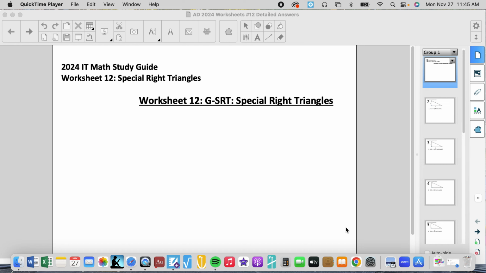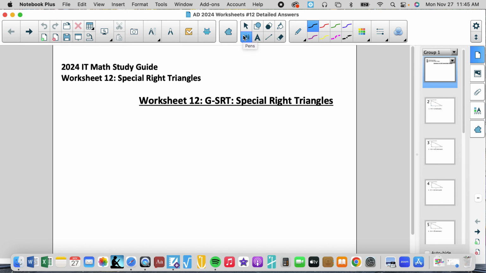Staying on the geometry side, we are going to work with special right triangles. When we talk about special right triangles, we just saw the Pythagorean theorem. Pythagoras said right triangles are going to work in this form, that A, B, and C, where C is the hypotenuse, satisfy A squared plus B squared equals C squared. That's in every single triangle, no matter what the angles.